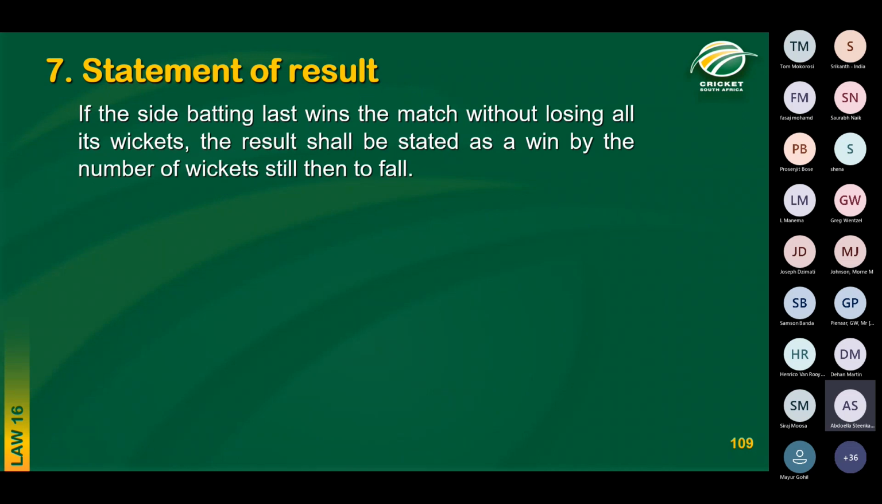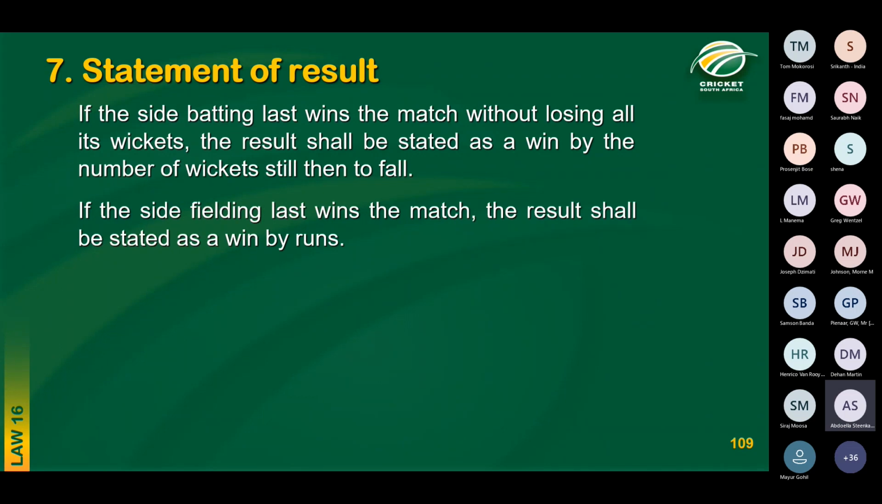So in terms of statements of the result, the law tells us that if the side batting last wins the game, how will you state it? It's by the number of wickets still to fall. So side B needs to score 200 runs to win the game. They get the 200th run with only 5 wickets down. So what is the statement of the result of this particular game? Side B wins the game by 5 wickets.